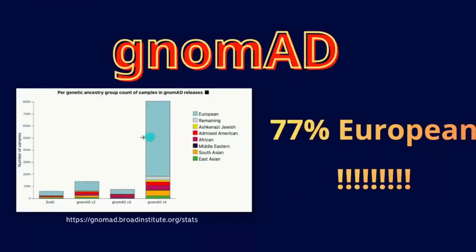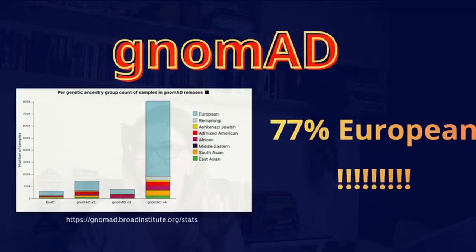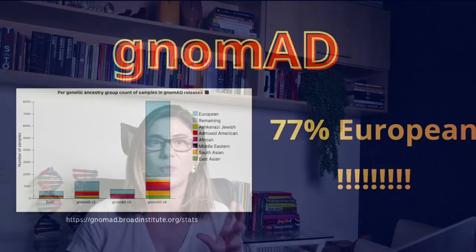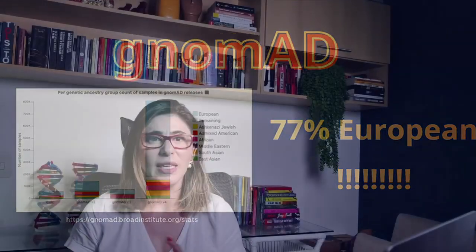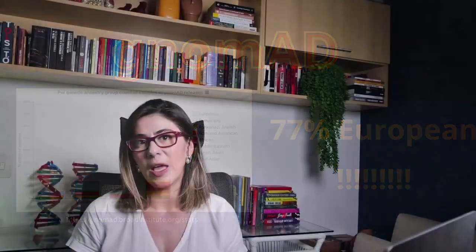A very important point to understand about gnomAD is to always remember that it has a deeply European bias. So gnomAD doesn't represent all ancestral groups equally, because a large portion of the data comes precisely from the UK Biobank, which is a European cohort. So in practice, when we're analyzing gnomAD version 4 data, 77% of the samples are from people of European ancestry, and all other groups are underrepresented.